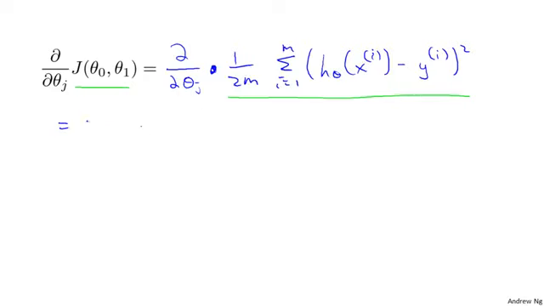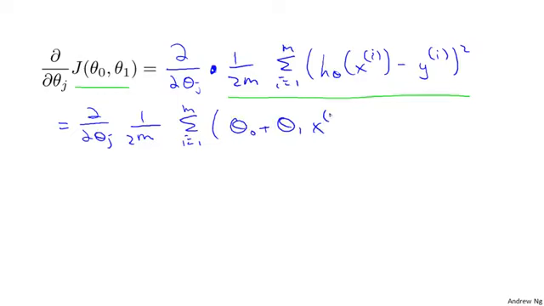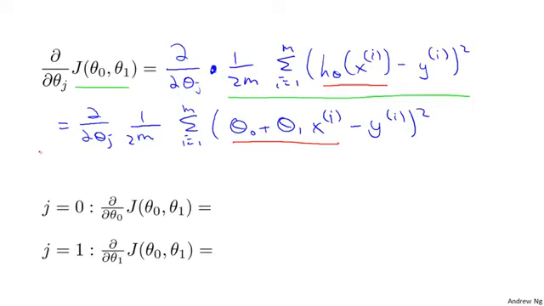And simplifying a little bit more, this turns out to be equal to this, sum from i equals 1 through m of (theta 0 plus theta 1 x^(i) minus y^(i)) squared. And all I did there was take the definition for my hypothesis and plug it in there. And it turns out we need to figure out this partial derivative for two cases, for j equals 0 and for j equals 1.